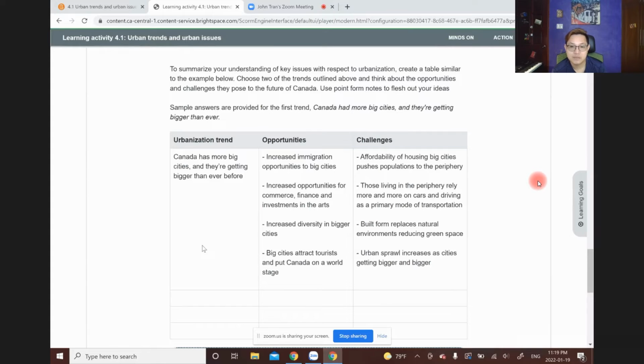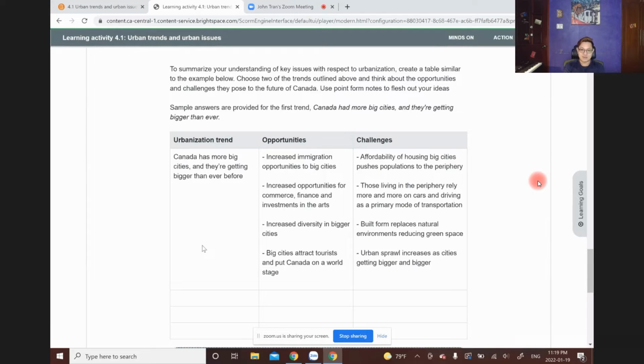But then we have built form replaces natural environment and reduces green space. Of course, the bigger the city, the less natural green space there is. There will be less trees, you know.